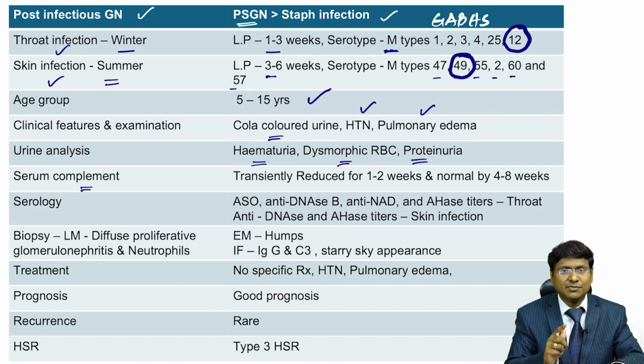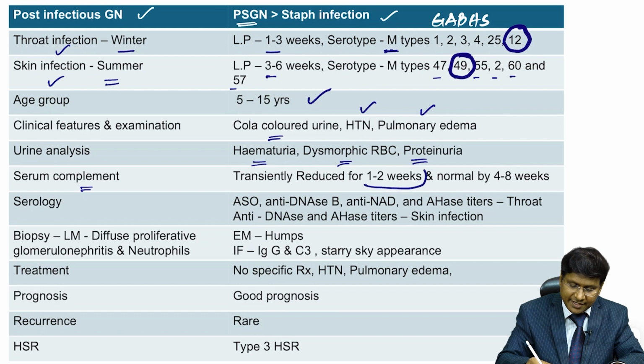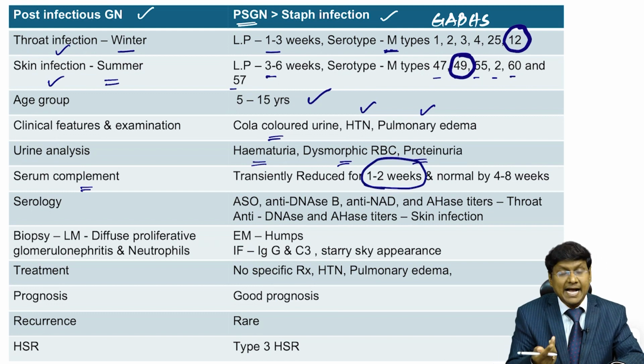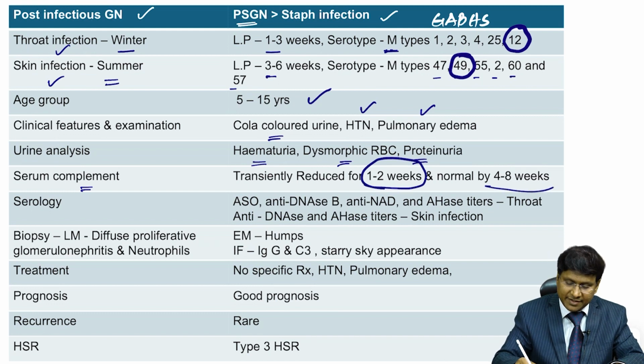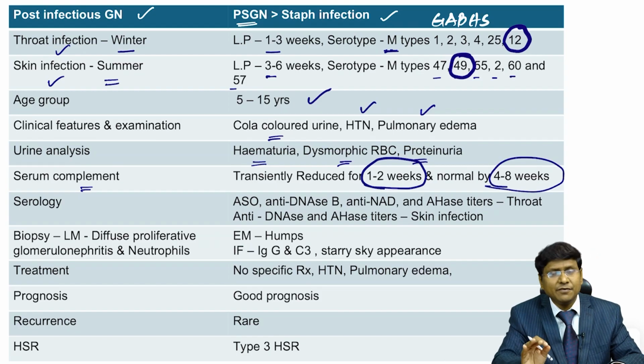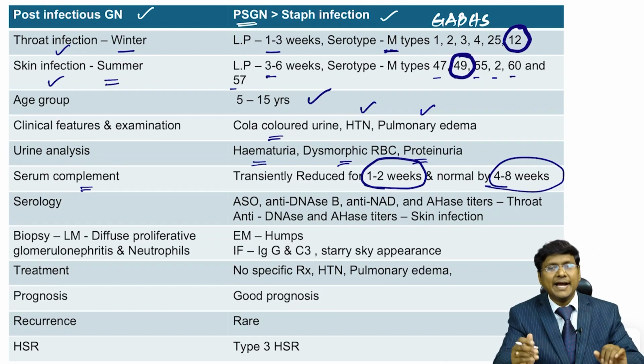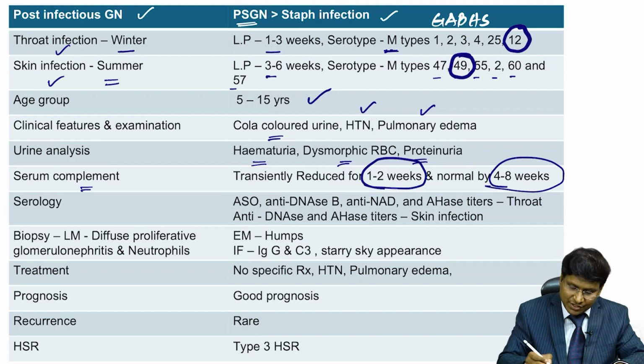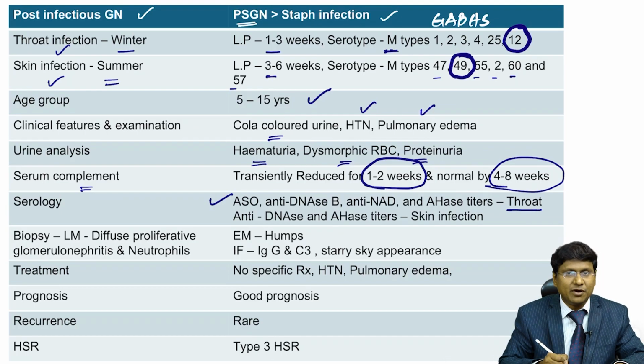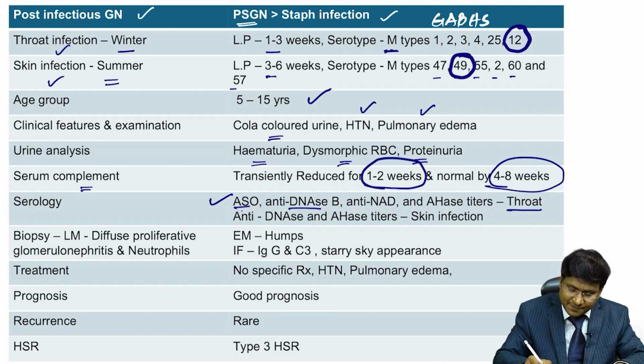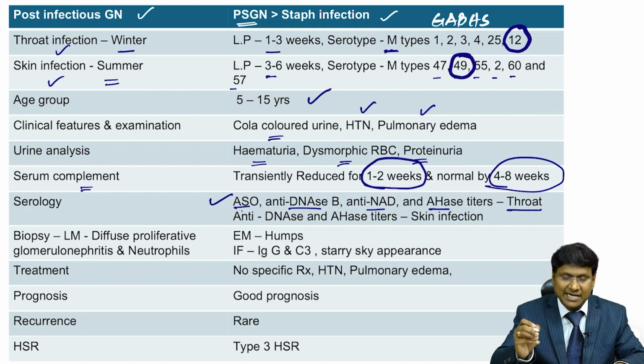And what will happen to serum complement levels? There will be a transient reduction of the serum complement levels for nearly 1 to 2 weeks, and after that the serum complement level will return back to normal after 4 to 8 weeks. And the serology is very important. If you take serology after the throat infection, the antibodies that can be formed are ASO, anti-DNase-B, anti-NAD and anti-hyaluronidase.